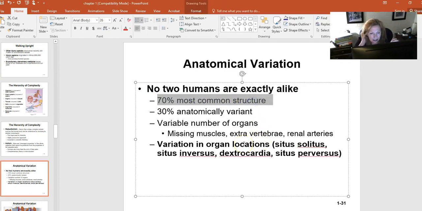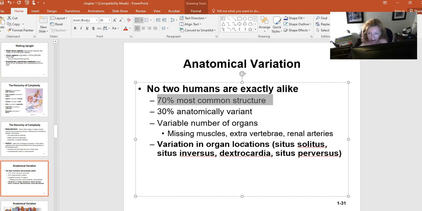But here's the most amazing thing, and this is that no two people are exactly alike, not even identical twins. We'll talk more about identical twins later, but not even really them. So when we think about that no two people are exactly alike, it really becomes a challenge. Think about the surgeons that never know exactly what they're going to get into.